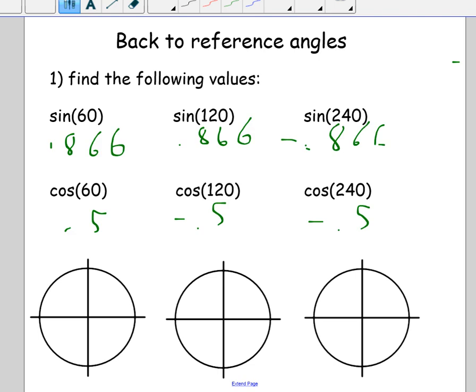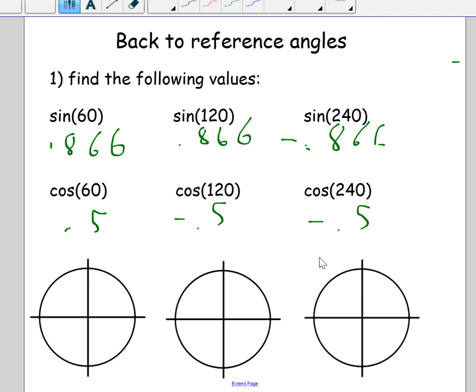In the previous video, you already found that sine of 60 degrees is 0.866, sine of 120 degrees is 0.866, and sine of 240 degrees is negative 0.866. And cosine of 60 is 0.5, cosine of 120 degrees is negative 0.5, and cosine of 240 degrees is negative 0.5.